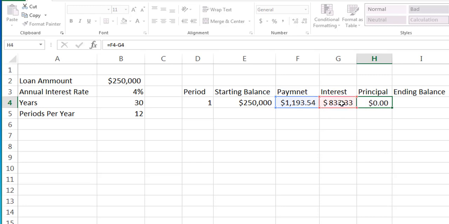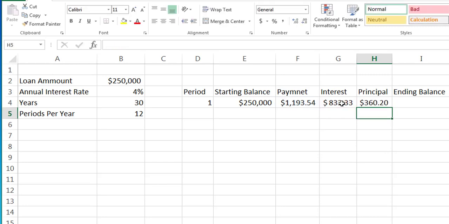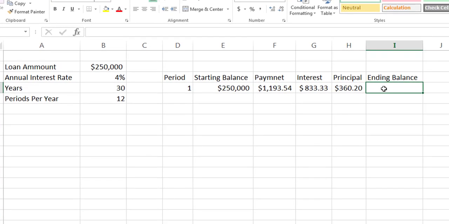And I press enter. What I find is, of that first payment, $360.20 is going towards paying down the actual loan. I need to know that in order to find the ending balance. So I go to my ending balance column, column I. I'm in cell I4 right now. I type an equal sign, click on the $250,000 starting balance, subtract the $360 principal, and press enter. Well, now I'm well on my way. I just have to get the next row in the spreadsheet set up, and when I have that done, I can drag things down and be finished.